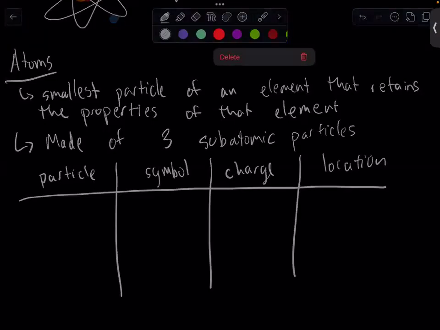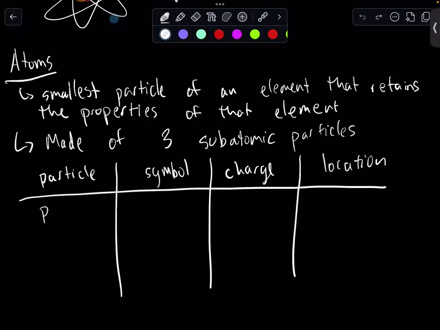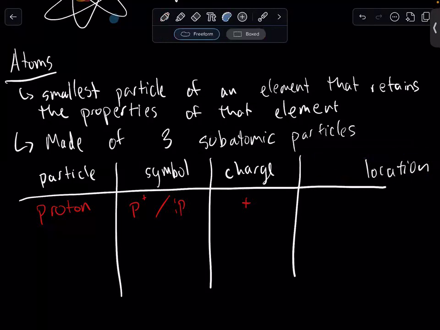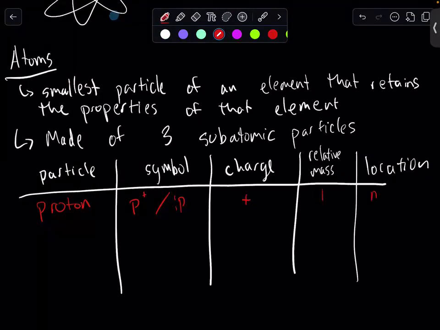So our first one is the proton. Protons are represented as a P with a little plus sometimes to notate its positive charge. You can also notate it as P 1 1. Its charge is positive. And we actually missed one thing, so I'll have to scooch it all over. We also want to include relative mass. We'll talk about relative mass in a moment. Its relative mass is 1, and its location is the nucleus.